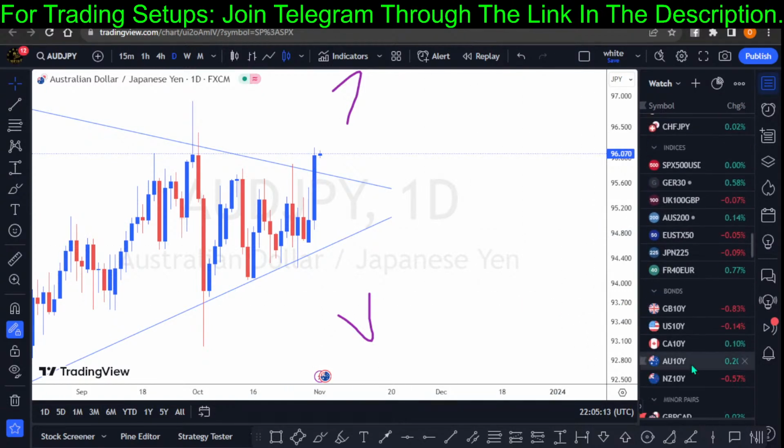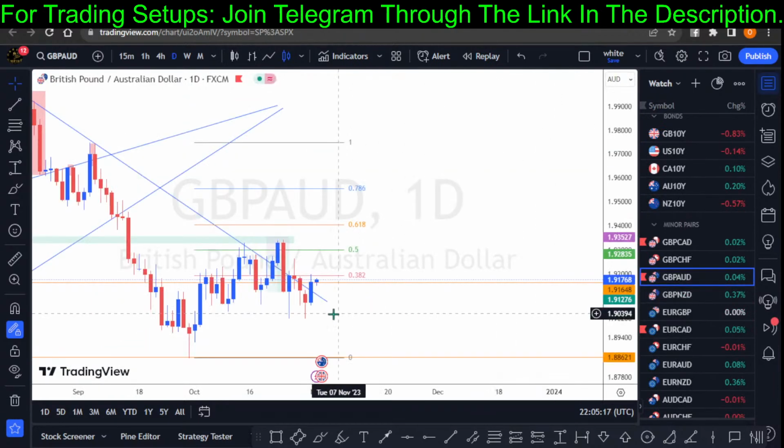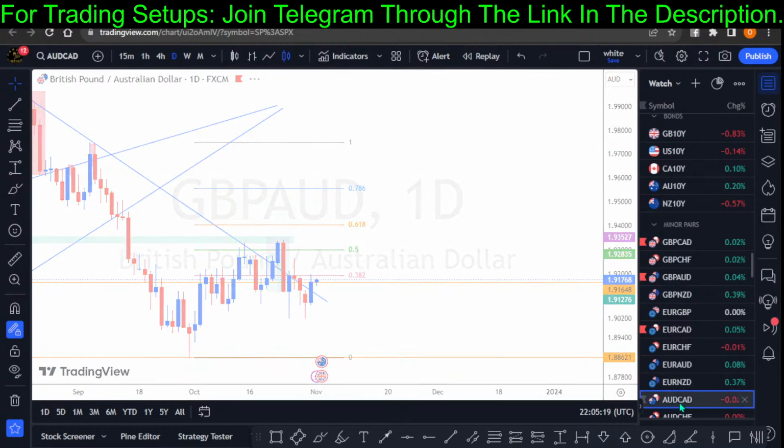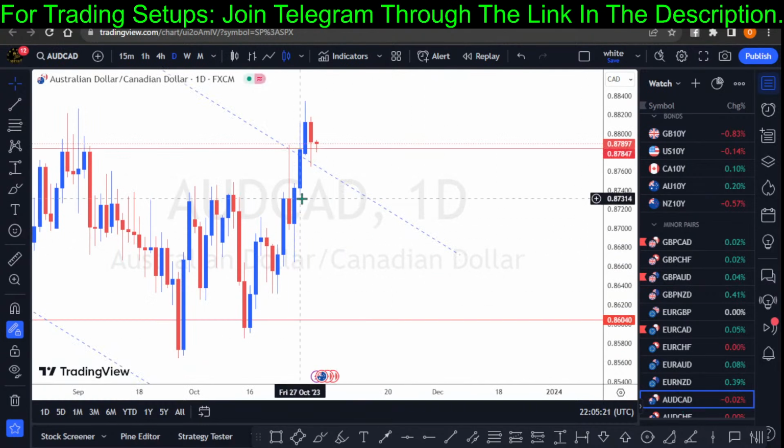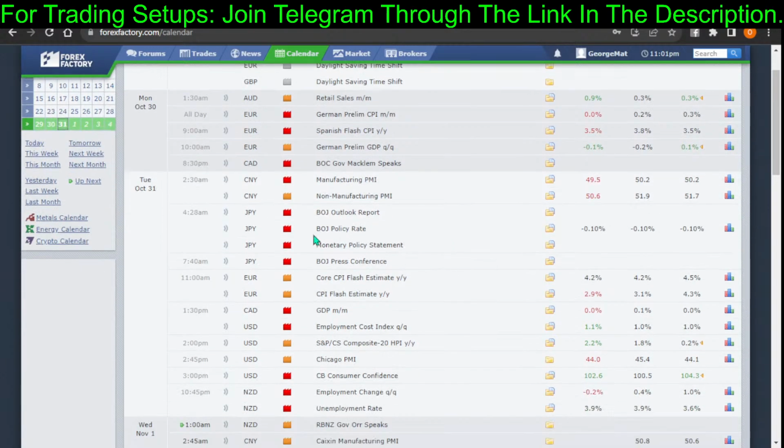Likewise, let's check other currency pairs paired against the Australian dollar. GBP AUD, it didn't react. This is why I stated that Australian dollar paired against the Canadian dollar, it reacted. So news is unpredictable. Sometimes it could react, sometimes it might not react, like sometimes a surprise could make things react. Like what we have today right now, the JPY outlook report, the policy interest rate.